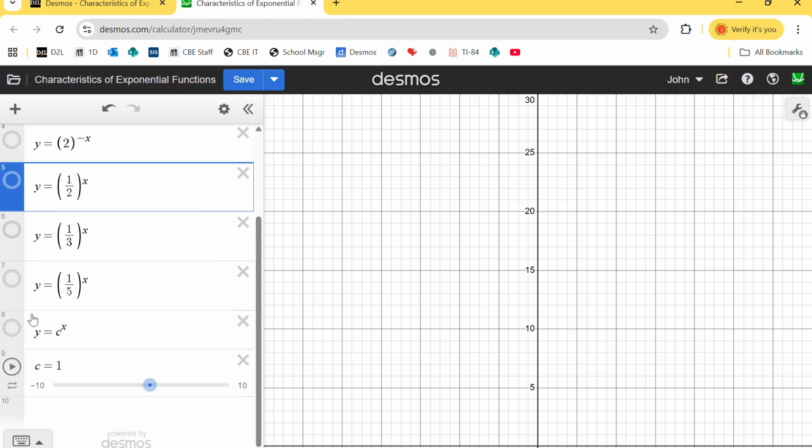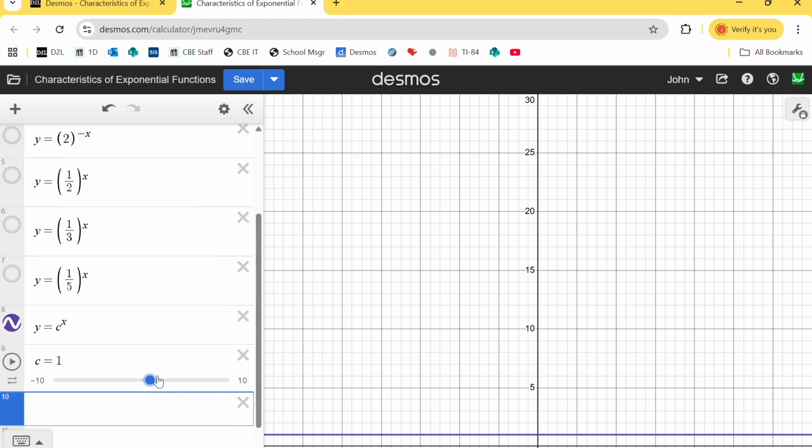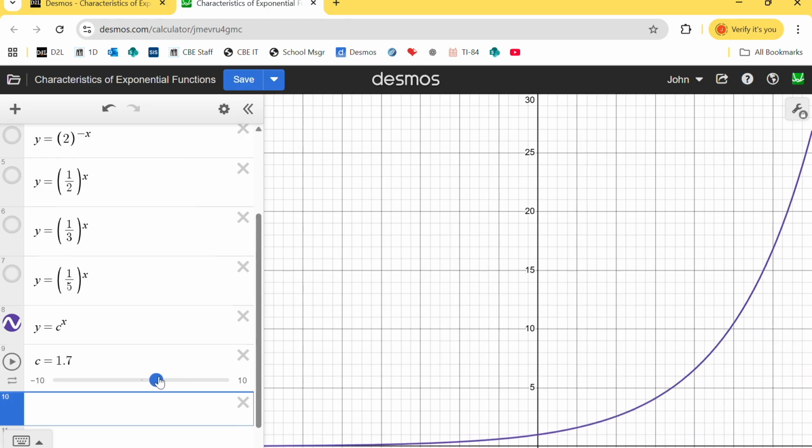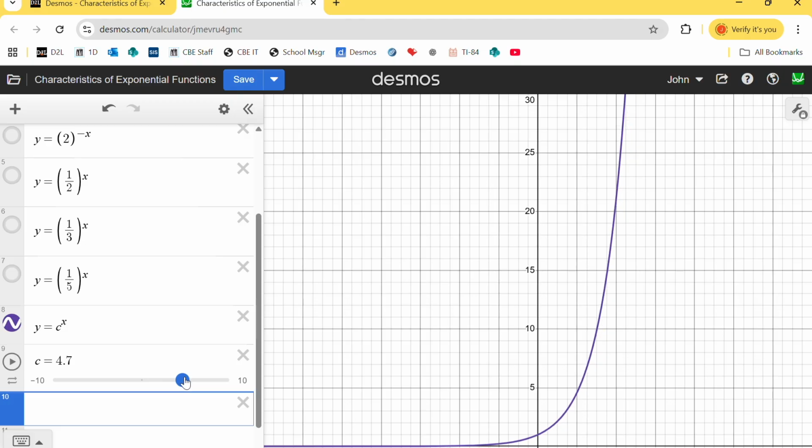And one last look with the c value slider. Okay, so when c is equal to 1, so this is where we say this is not even an exponential function, because if c is 1, it's just a horizontal line at y equals 1. So when c is greater than 1, it's an increasing function. So c is 1. As soon as it gets bigger than 1, there's 2, c equals 3, c equals 5, and so on. It just keeps getting steeper and steeper.